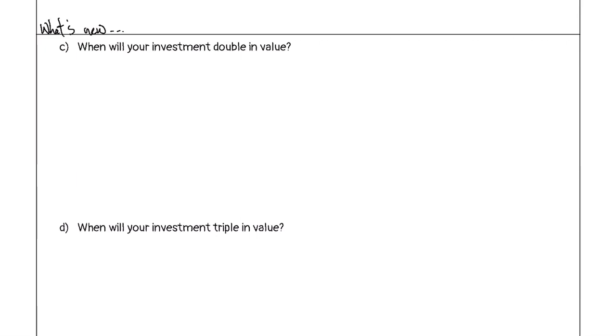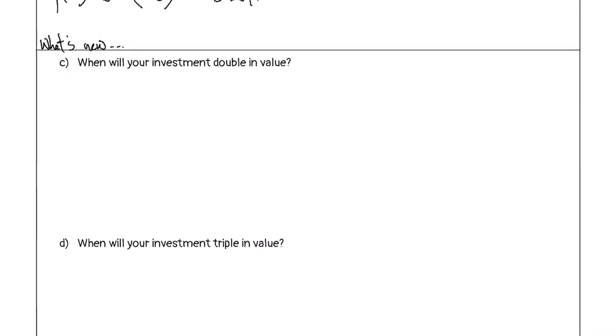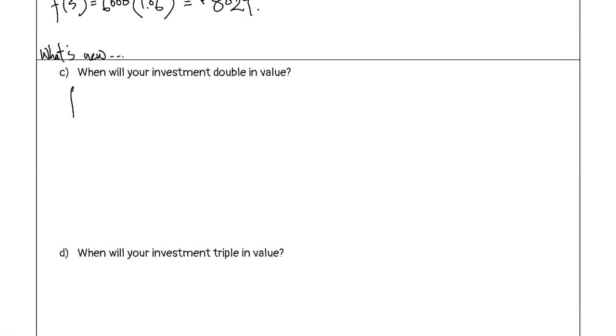So let's take a look at this. When will your investment double in value? So we know that we have our f of x equals 6,000 times 1.06 to the x. Now 6,000 is the initial investment. So when it doubles in value, how much are you looking to have in your account? $12,000, exactly, right? That's what we want as a balance.